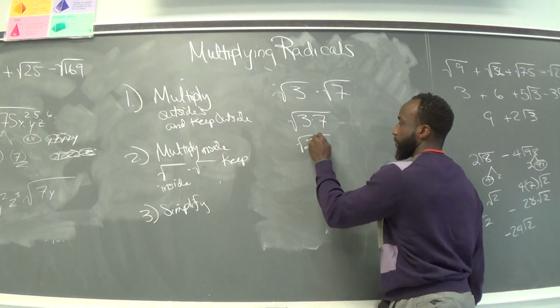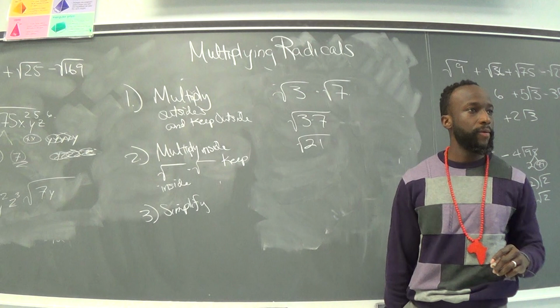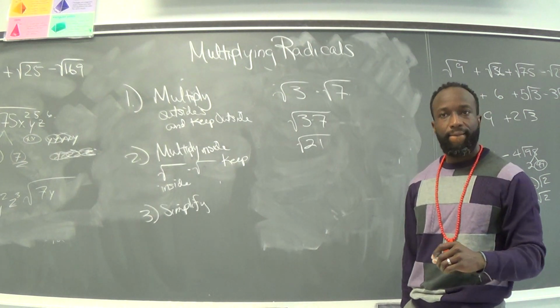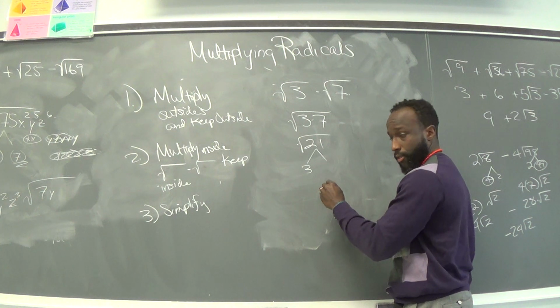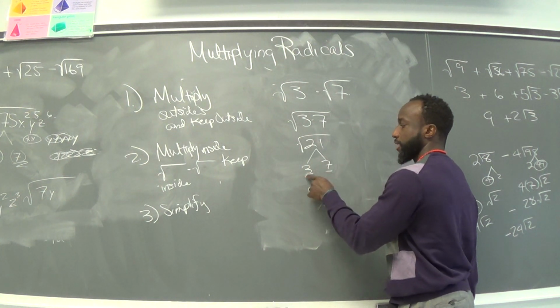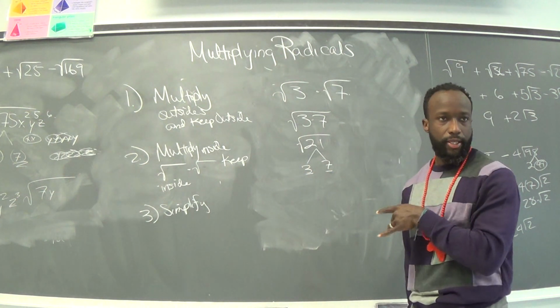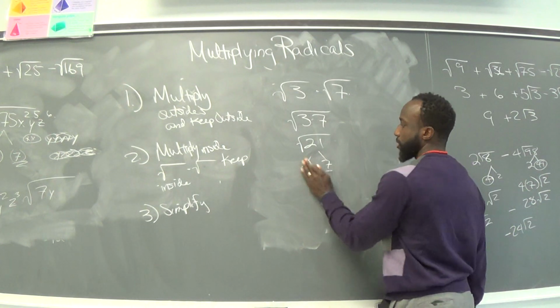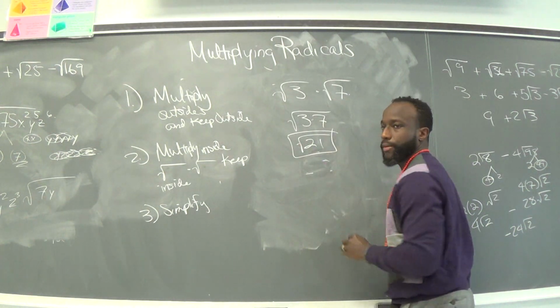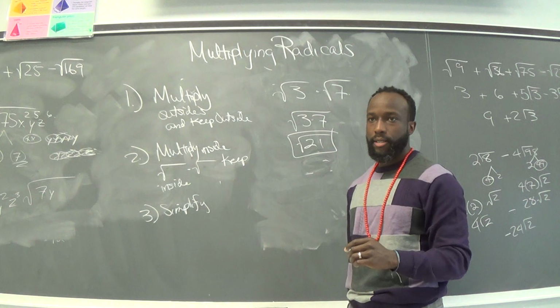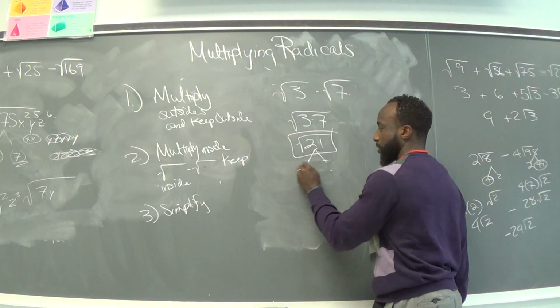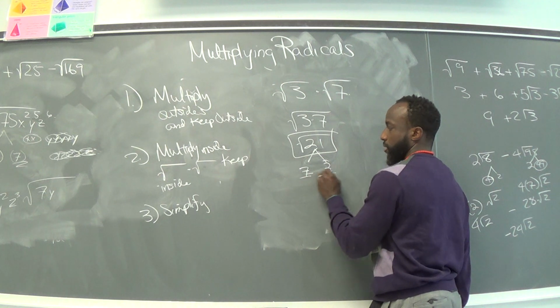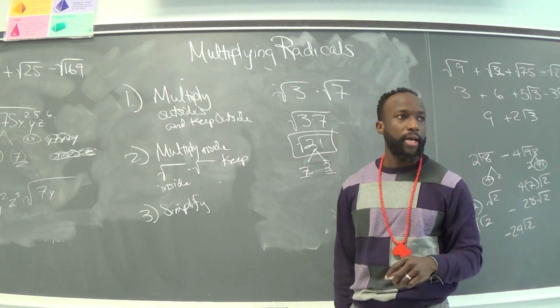21. Can you simplify 21? Yes? To what? 3 times 7. These are both prime numbers. Can you do anything with them? No. So the answer stays the square root of 21. That's it. Even if you do 7 times 3, there are no pairs. They stay in the radical. Okay. Wait, what number was that?